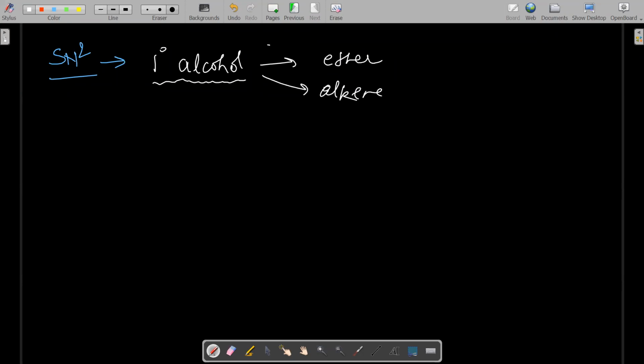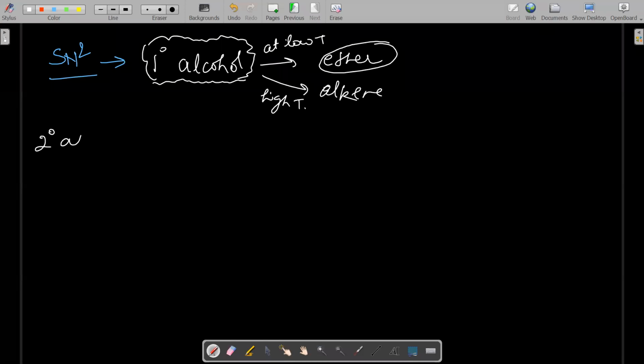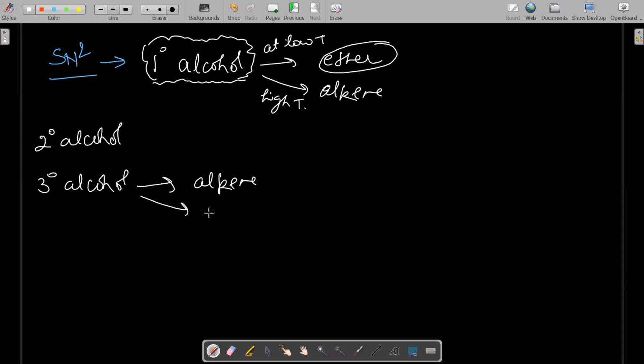Ether can form at low temperature and at high temperature alkene forms, in the case of primary alcohol. So primary alcohol has a tendency to form the ether. But secondary alcohol and tertiary alcohol, especially tertiary alcohol, do not form ether. They only form alkene. Tertiary alcohol cannot form ether.